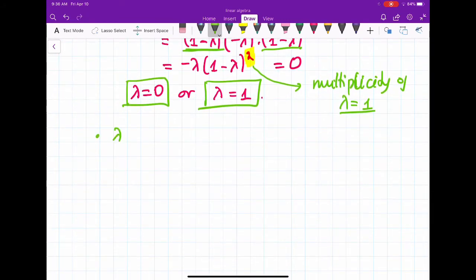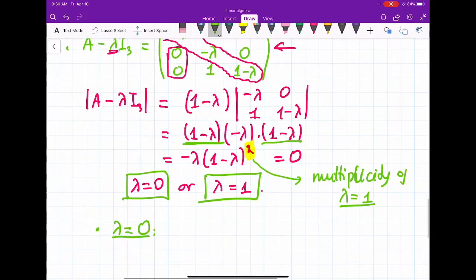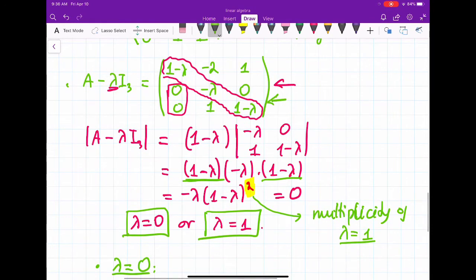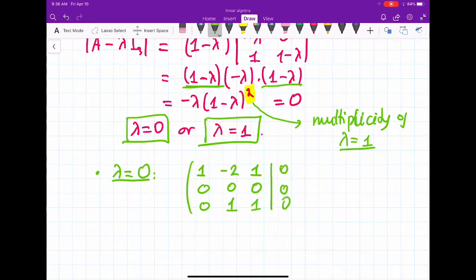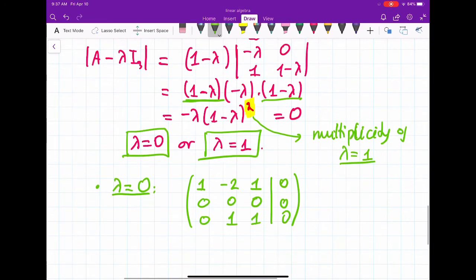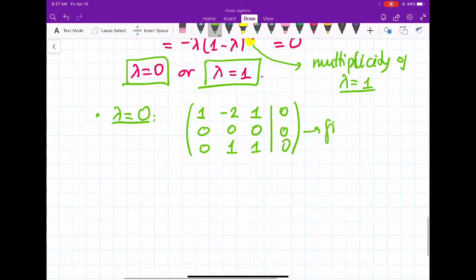Now let's find the corresponding eigenvectors. For lambda equal to 0, I plug lambda into this matrix directly. So I have the same one, just 1, negative 2, 1, 0, 0, 0, 0, 1, and 1. And I need to solve the homogeneous system, right, to find all eigenvectors corresponding to lambda equal to 0. All right, so we have the second row, 0, 0, 0, which is perfect.